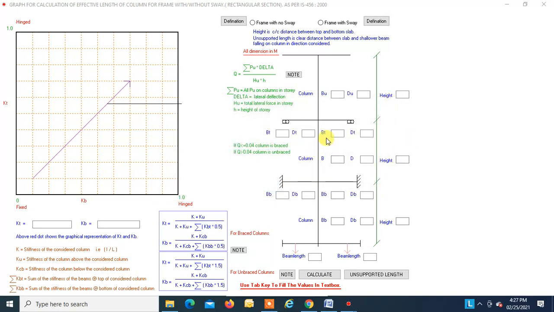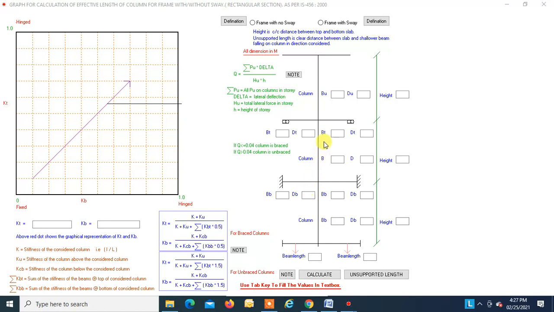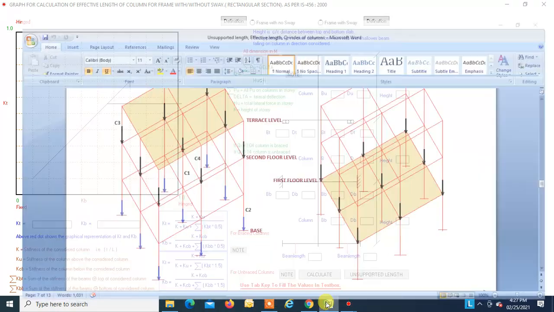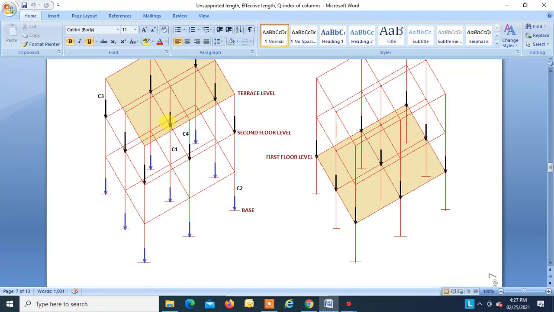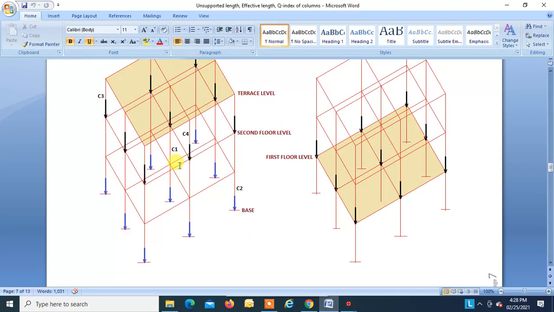Right, so this is our considered column C1. This is the column above the considered column. This is the column below the considered column. This is the beam falling at the top joint, it is this beam, and this beam. Similarly, beams falling on the bottom joint from here and from here, so beam falling at the bottom joint here and here, right?